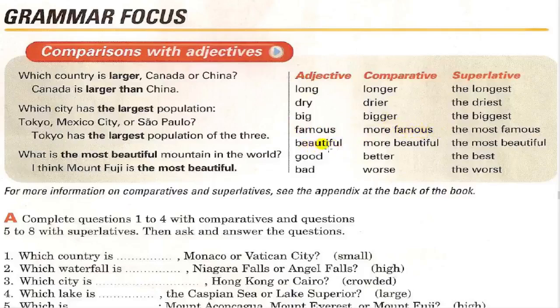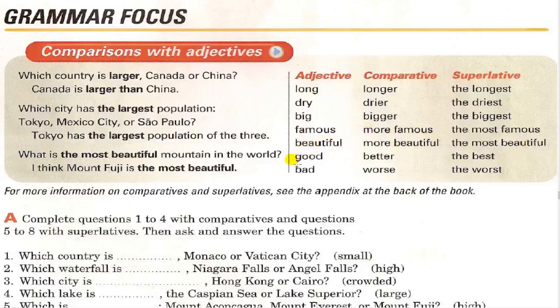Beautiful, more beautiful, the most beautiful. You have here vowels, 1, 2, 3, 4, 5 vowels. Yes, so this adjective has a lot of vowels. Beautiful, more beautiful, the most beautiful.